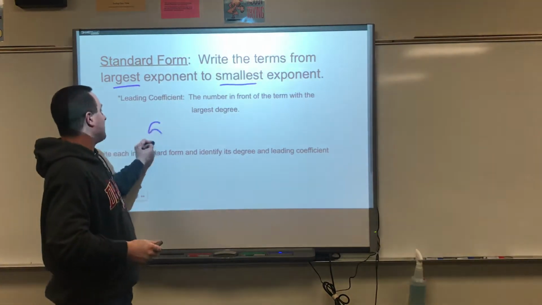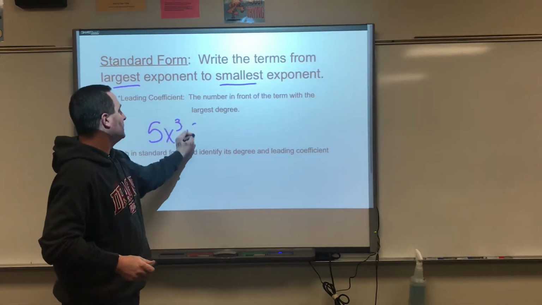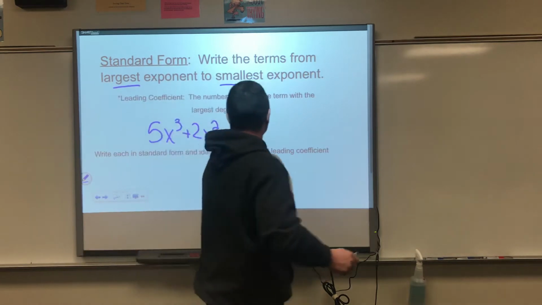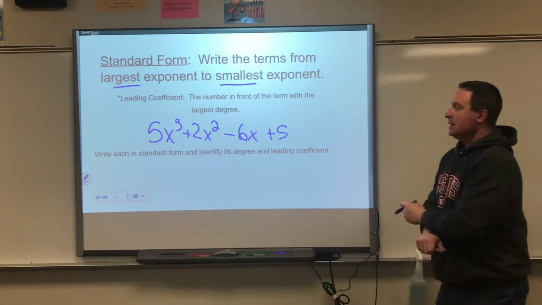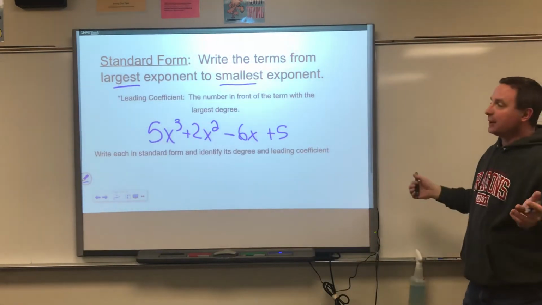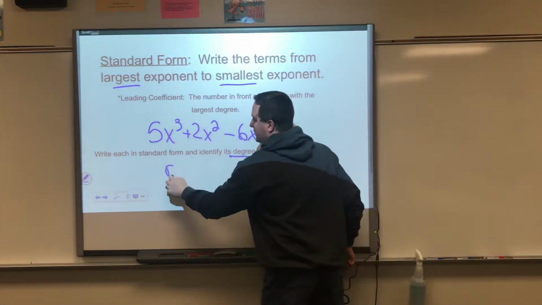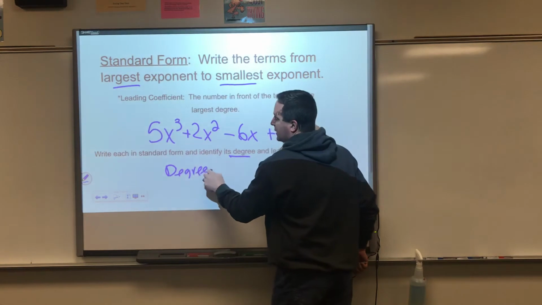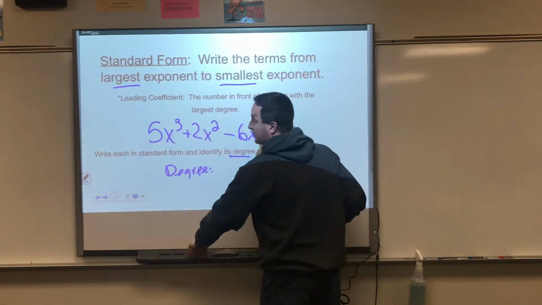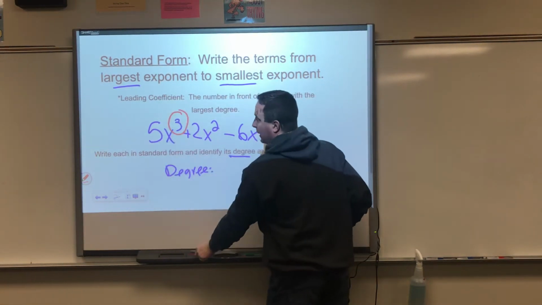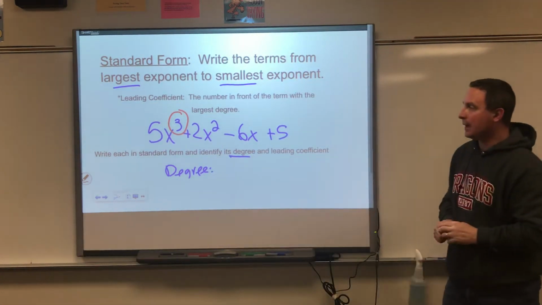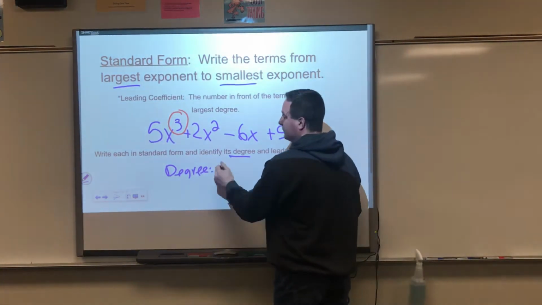An example of this one might be this: 5x to the third, 2x squared minus 6x plus 5. They're going to ask us to write it in standard form and then identify its degree. In this case, its degree is the largest exponent. It's going to be this one out in front. It's usually the first one. Well, it is the first one. So this one has a degree of 3.